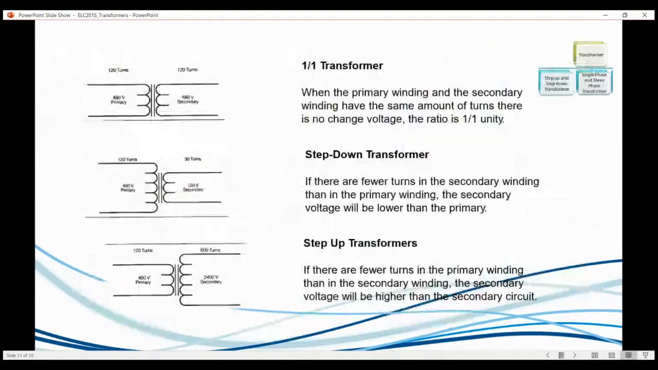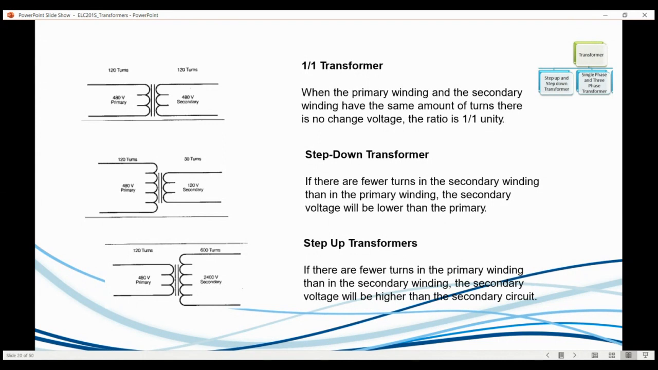Again, just some illustration. If we were to have a transformer with the same amount of turns and the same amount of volts applied, you literally have no change in anything. It'd be the same voltage going across. So 120 turns in the primary, 120 turns in the secondary with 480 volts supplied. Nothing happened.